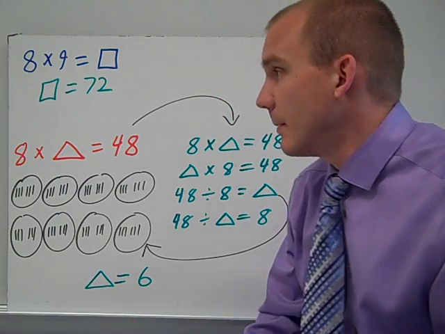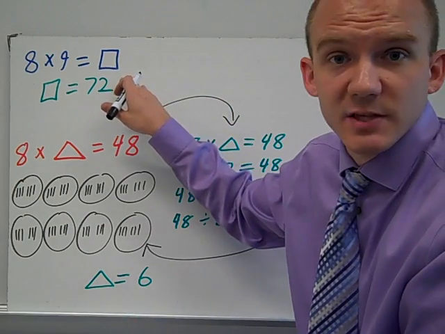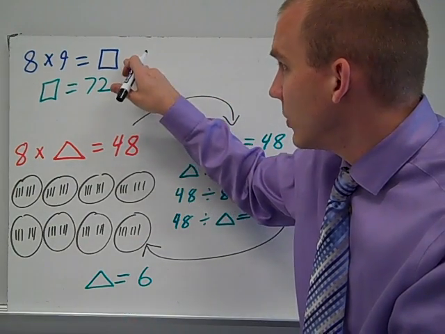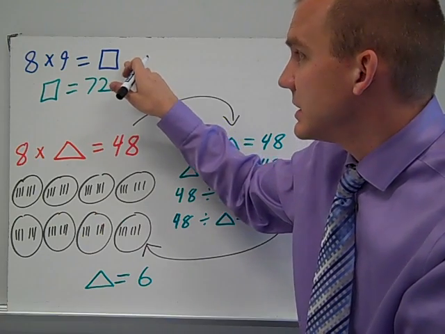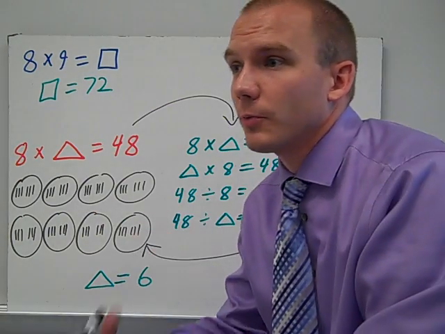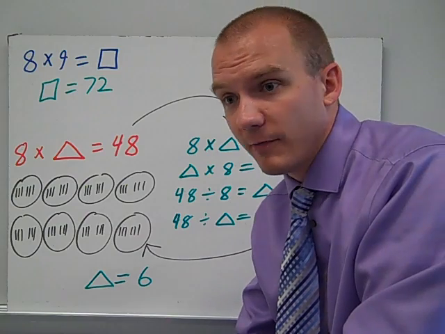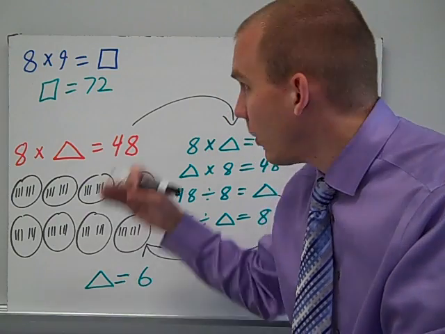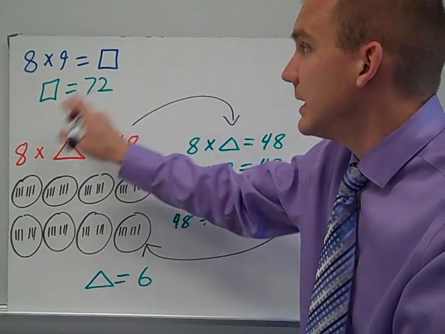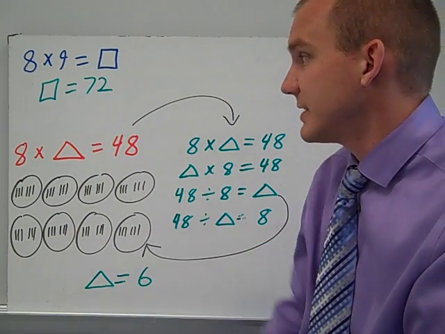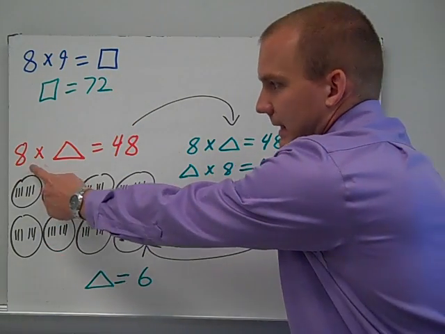So look at an example. You want to get it to this point, to 8 times 9 equals square. Okay, now I just need to know what 8 times 9 is. I can draw an array. I might just know my multiplication fact. I can solve this pretty quickly. 8 times 9, well, that's 72. So square is 72.